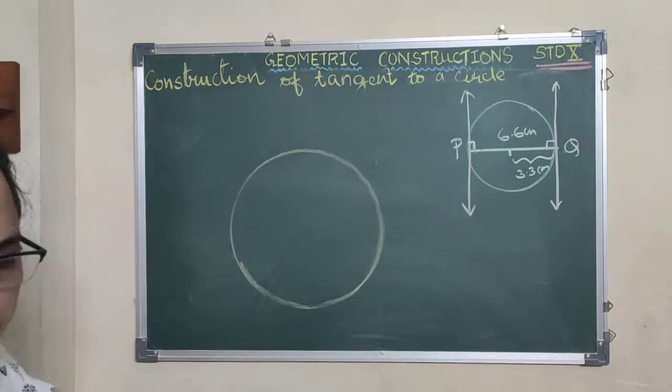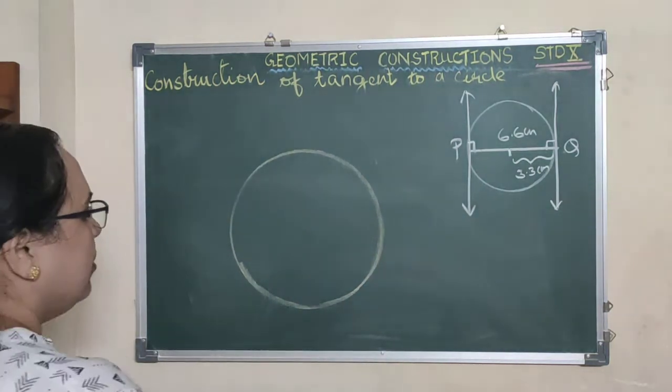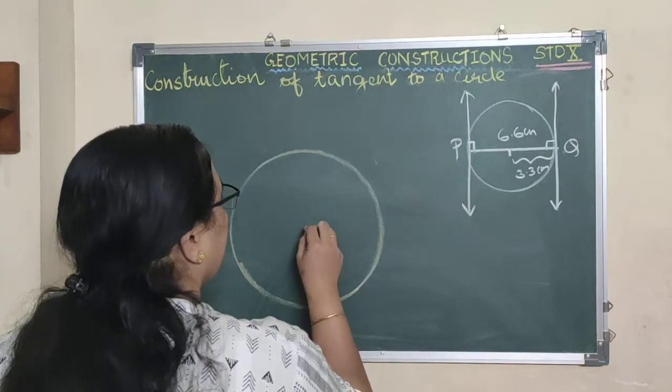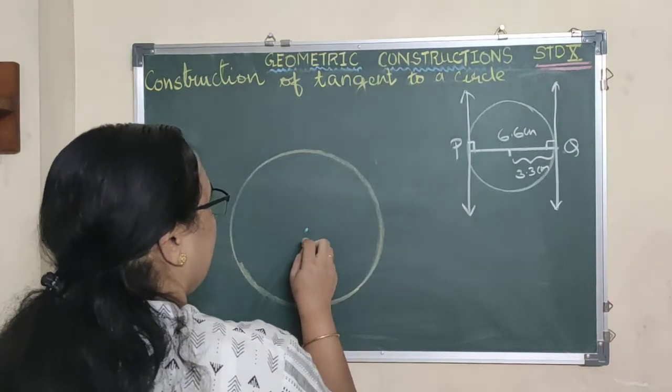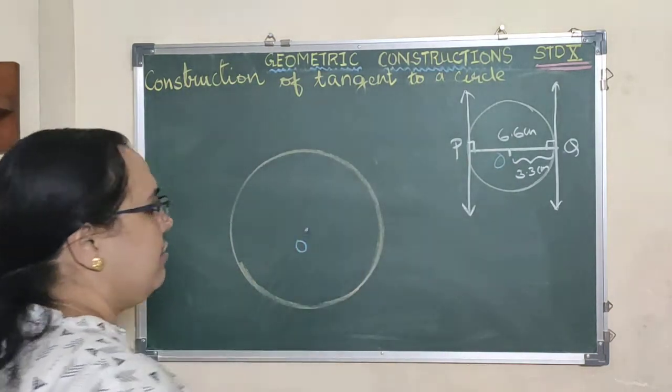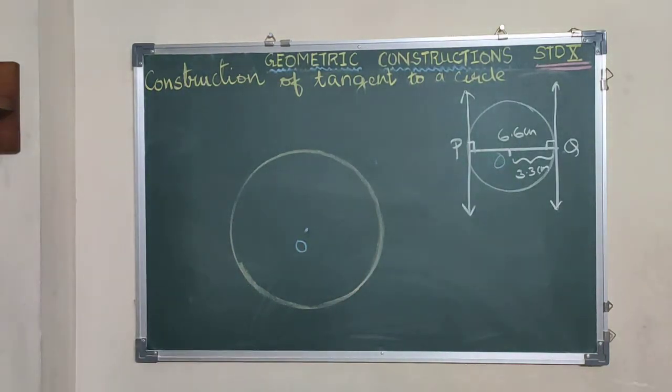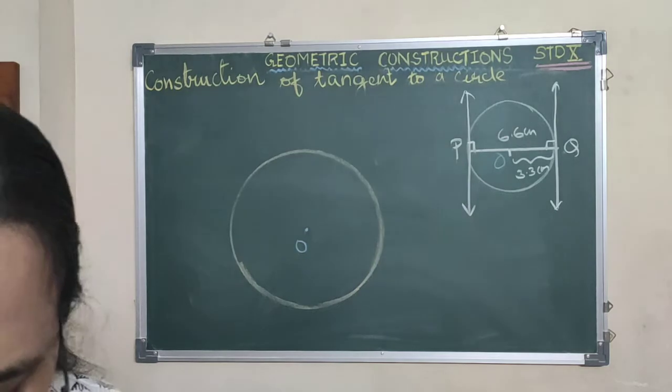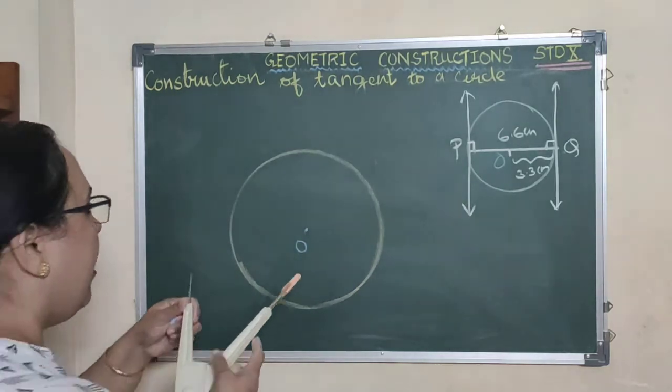So here we have the circle of radius 3.3. Let us mark the point O. So this is radius 3.3. So how do we draw the chord of 6.6? Take a compass and mark 6.6.